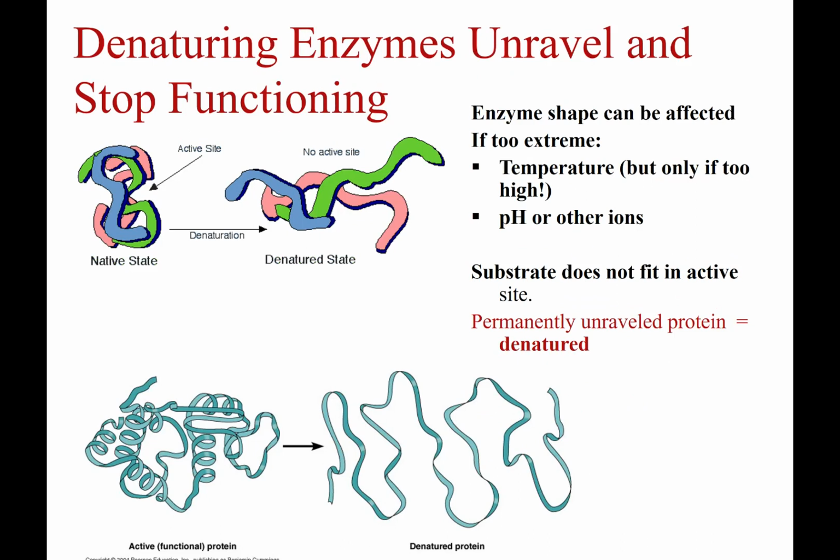A more permanent change is what we call denaturing. Denaturing of enzymes unravels them and stops them from being able to function normally. There are lots of different ways to denature enzymes. The ones that we encounter the most have to do with high temperatures and then using pH or other ions like salts.